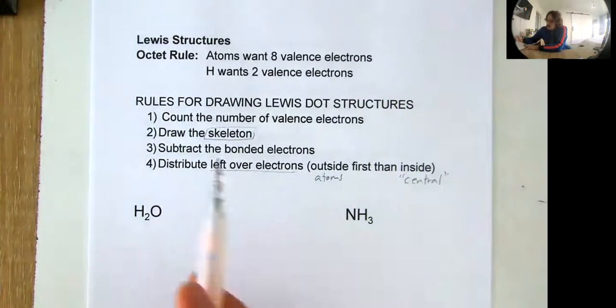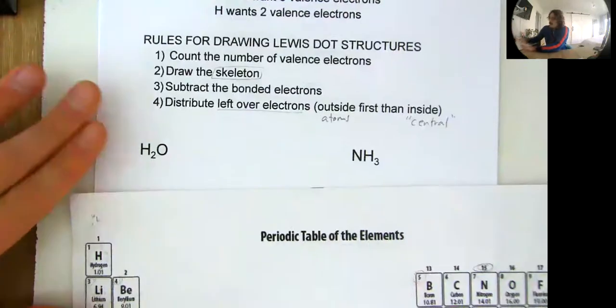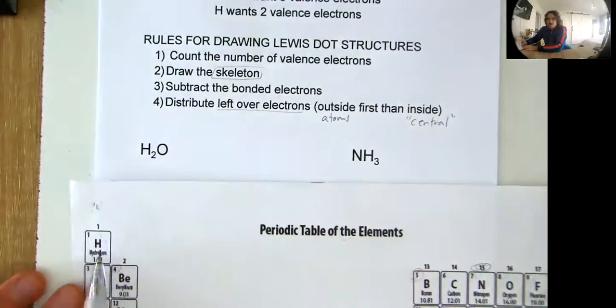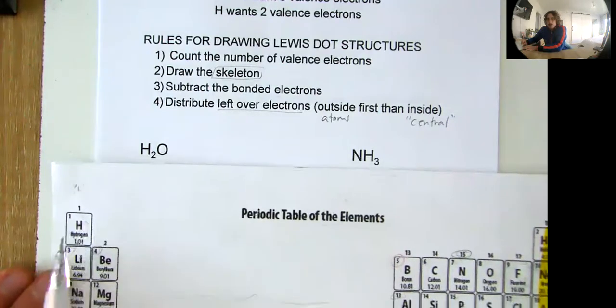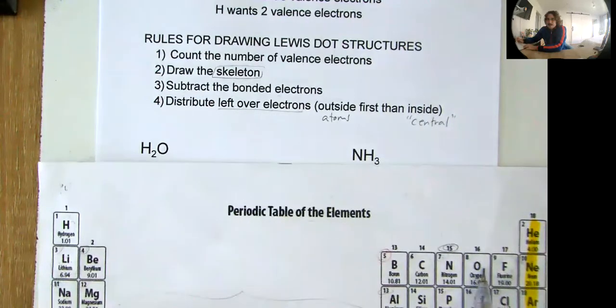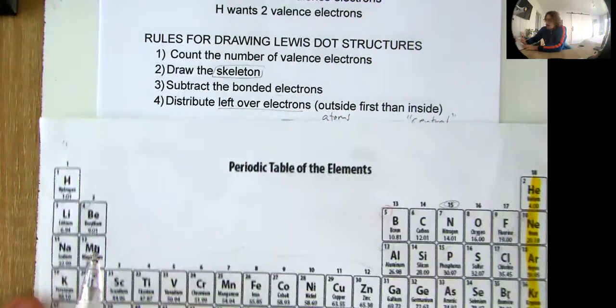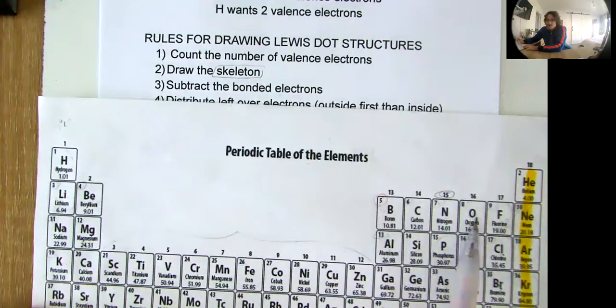So number 1, count the number of valence electrons. As a review, we're looking at H2O right here, and hydrogen has 1 valence electron because it's the first box in the first row of the periodic table. Oxygen has 6 valence electrons because it's the 6th box from the left in the second row on the periodic table, and we only count the electrons that are in the outermost shell, meaning the highest row on the periodic table. So for oxygen, if you count from left to right, it's 1, 2, 3, 4, 5, 6.